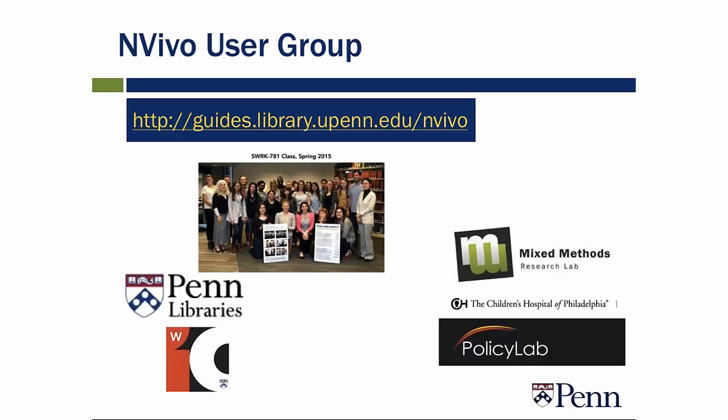Our four key organizers are Ebony Easley and Lisa Jacobs, who worked at the Mixed Methods Lab, Katie Kellum, who works at the Children's Hospital of Philadelphia's Policy Lab, and myself. On the slide, you also see a photo of Rosie's class, which we're going to focus on in a few minutes. The user group started last summer, so I would like to quickly describe how we got here and then describe how we run the user group itself.